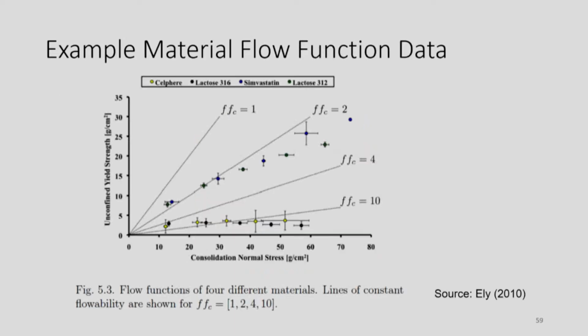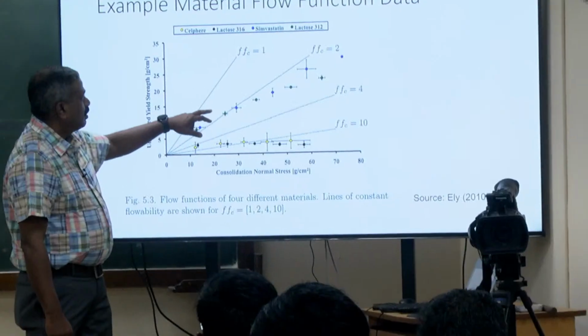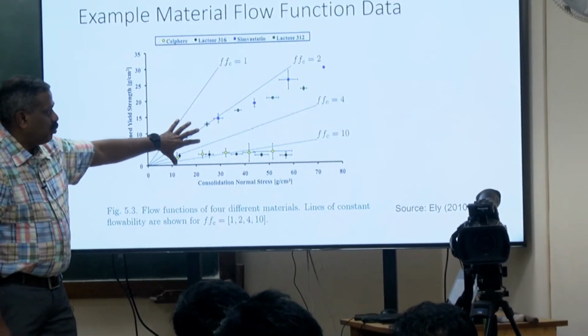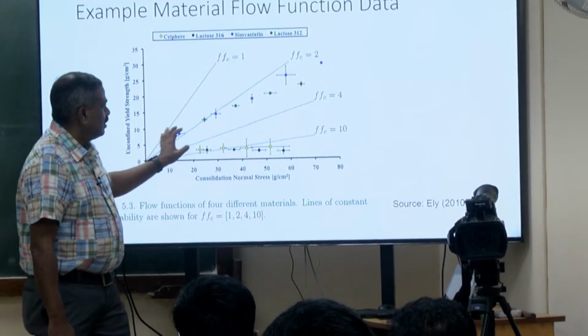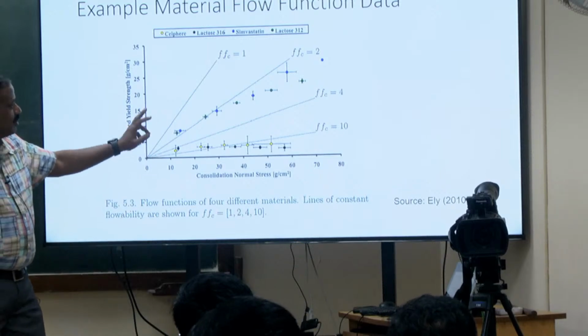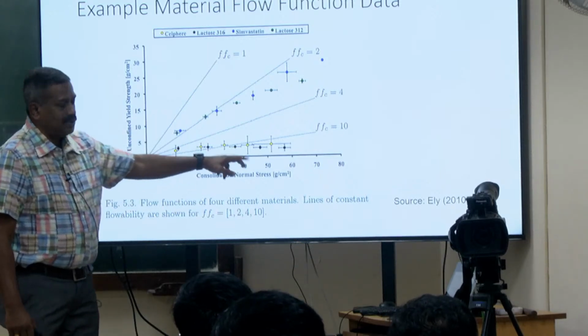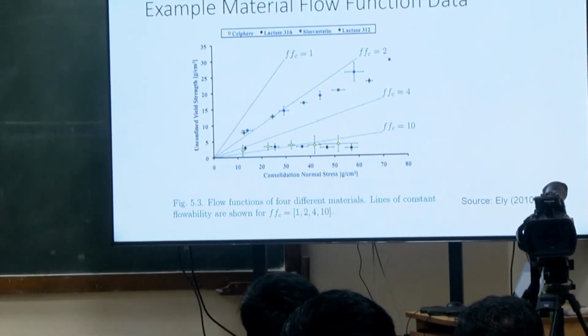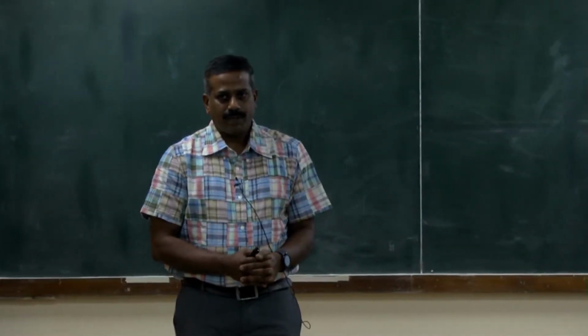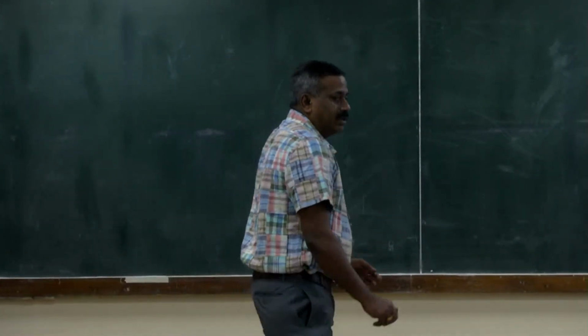Then here is another example, comparing some pharmaceutical powders. This is lactose. You can see its flow property changing from poor to better as conditions change at higher consolidation stress. But some powders, like sulfate, lactose, etc., in general have better flow properties irrespective of consolidation stress. Any questions before we go on to the next actual testing?